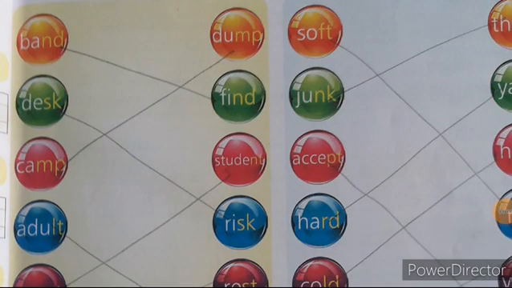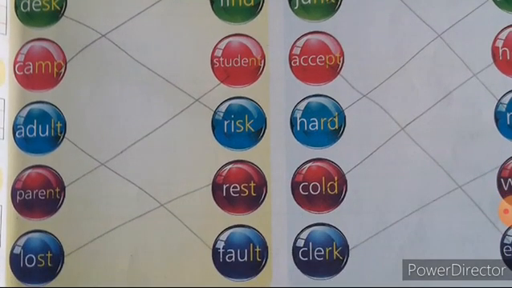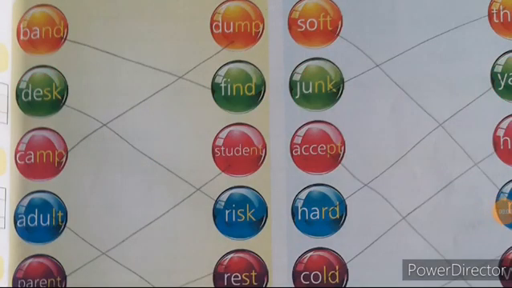Right side, children. Dump. The sound is ump. The next one, find. The sound is ind. The next one, student. The sound is ent. The next one, risk. The sound is isk. The next one is rest. R-E-S-T is rest. The sound is st. The next one, fault. The sound is alt. So after reading these terminal blends, children, you have to match them.